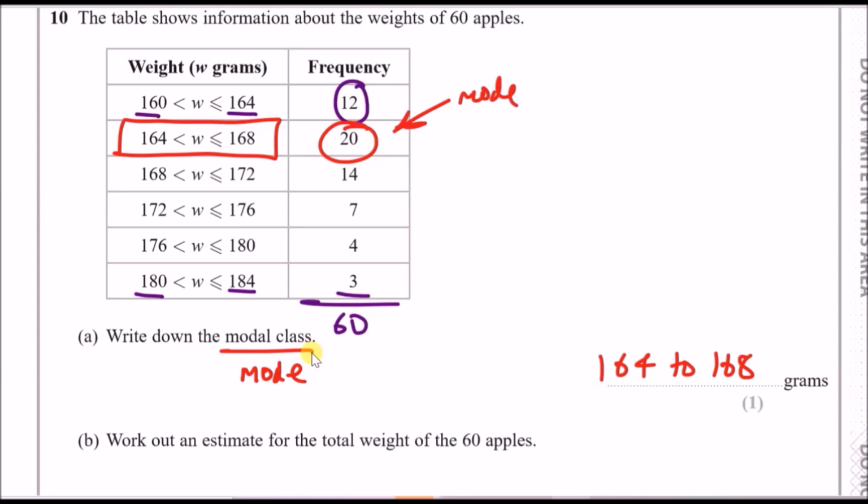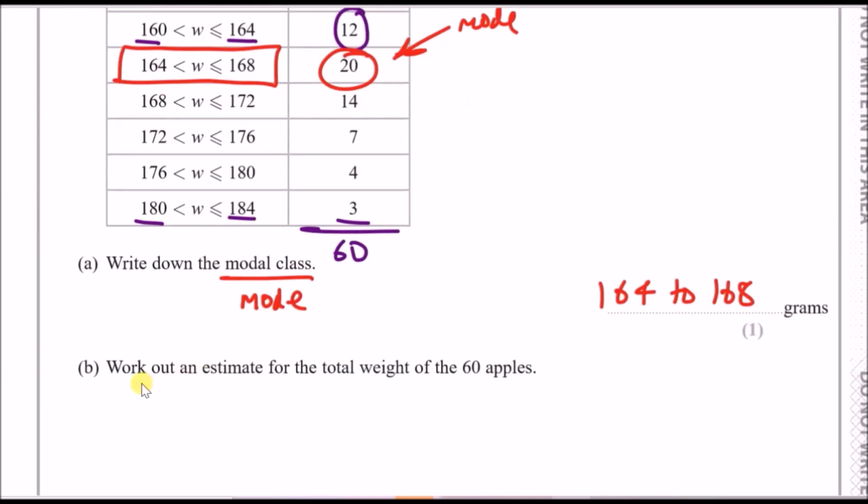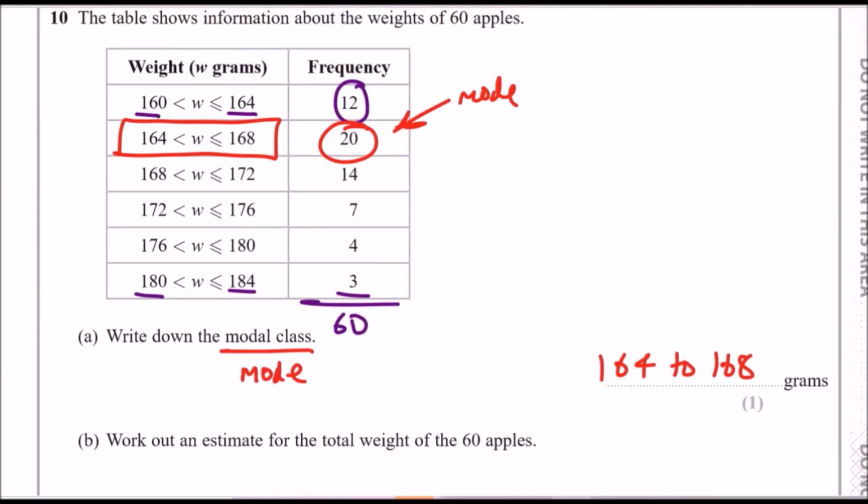Now part B, work out an estimate for the total weight of 60 apples. All right, so this is kind of like finding the mean. Now for these kind of problems, because you got an interval sort of frequency problem, you always find the midpoint here. So what I would do, guys, and let me just delete this carefully, I would always add another table called the midpoint, and we're going to call this one midpoint X, yeah, just to give a name. And this is frequency F.